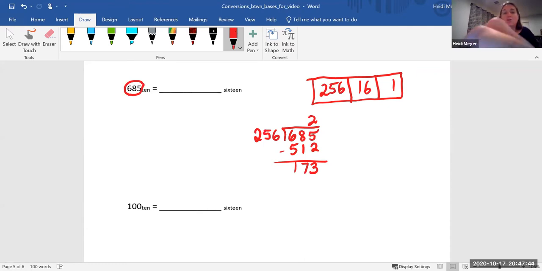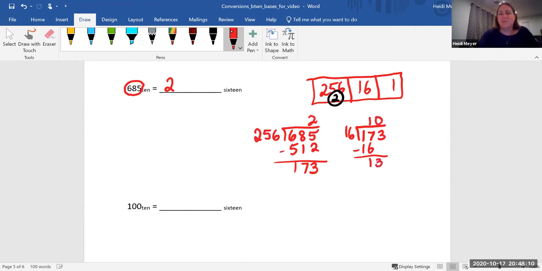So I have 2 groups, maybe I'll throw it in the box again. 2 groups of 256. And then I need to say, how many times does 16 go into 173? Well, 16 goes into 17 once. I'm going to do some real long division here. Bring down. Oh, that goes in 0 times. Okay. So 16 goes into 173 10 times.